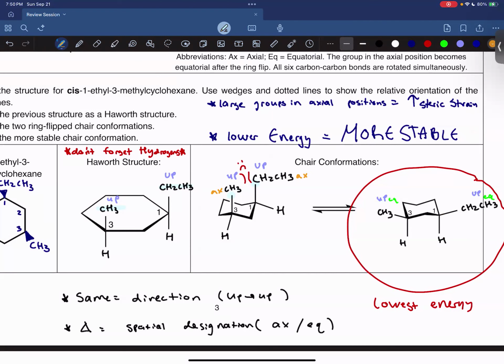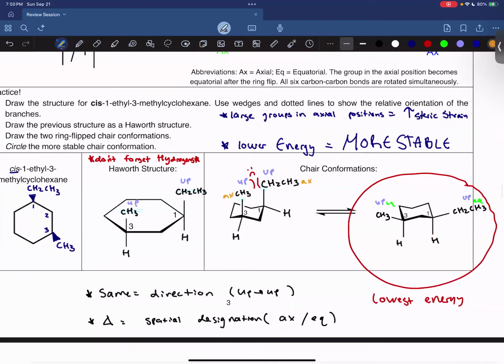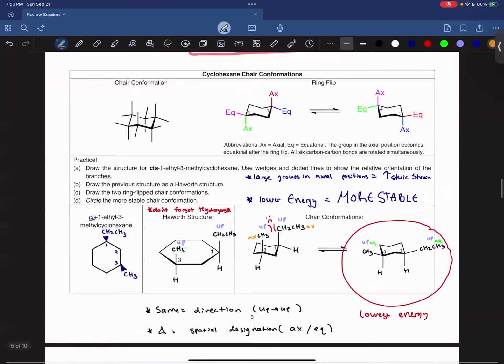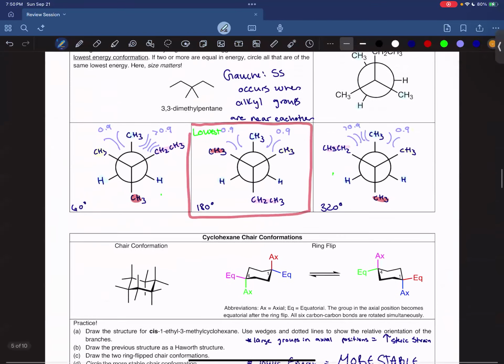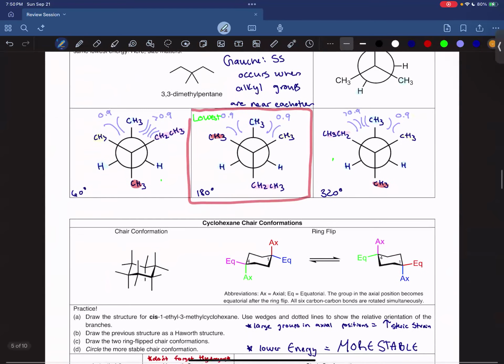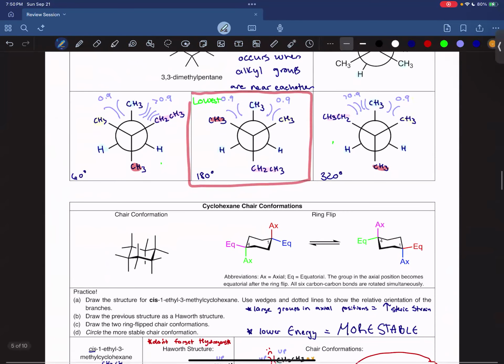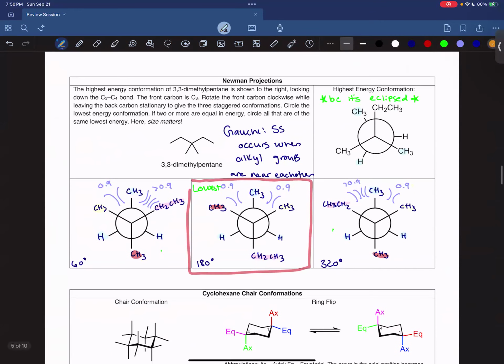Okay, does anybody else have any questions? For the conformations, if you don't have two ethyl groups, if you have an ethyl group and then a hydrogen, does it matter which side you put them on? Like two or three? Like for this one? Yeah, like if one of those CH3 was a hydrogen. Does it matter if you put it on either side?